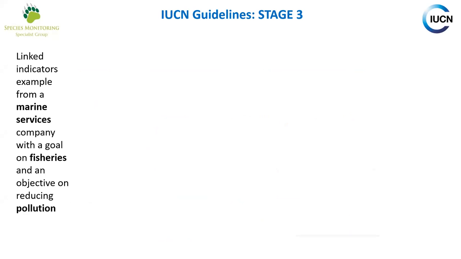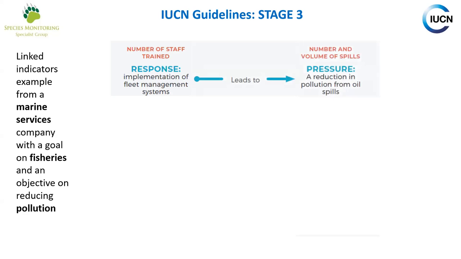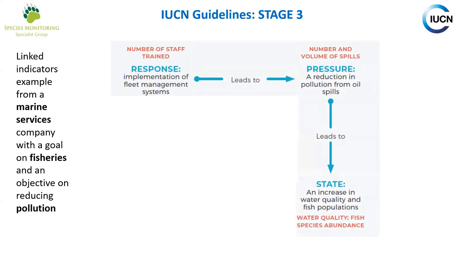This example is for a marine company that maybe has a goal related to fisheries, around an objective on reducing pollution. Let's say that the company's main response would be to implement fleet management systems that reduce pollution. So here you might measure this response by, say, the number of staff trained in implementing the system. What you would hope then would lead to a reduction in pollution from oil spills, which you can measure from the number and volume of spills. In turn, a reduction in spills should bring an increase in water quality and ultimately an improvement in fish populations. And you would measure that with indicators around perhaps water quality and fish species abundance.